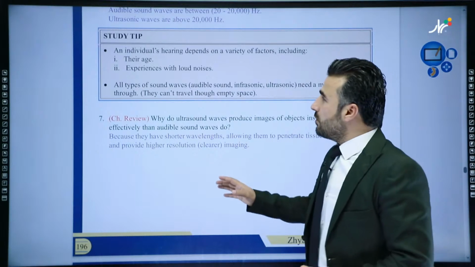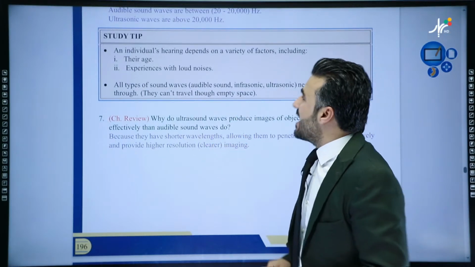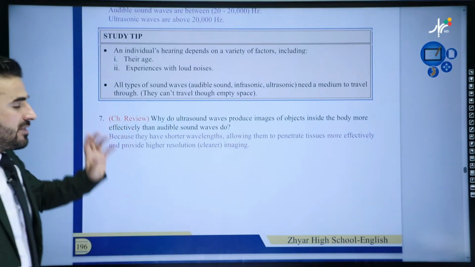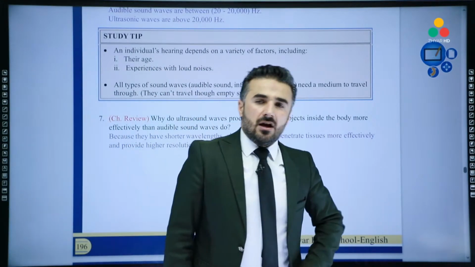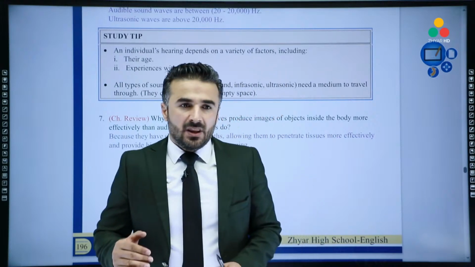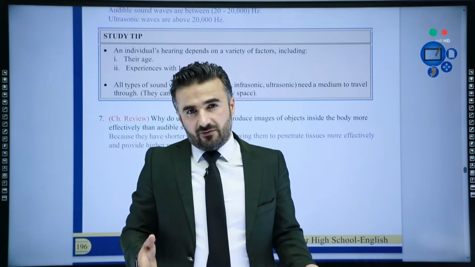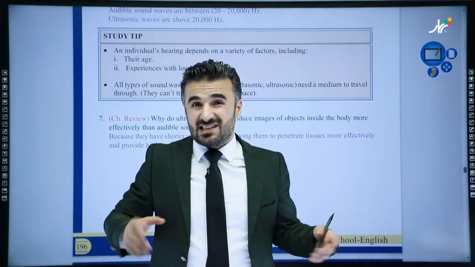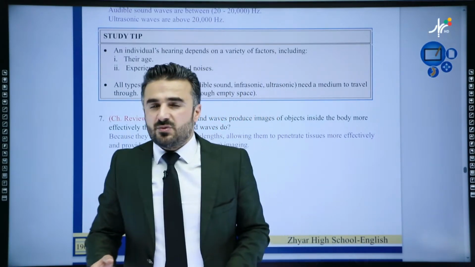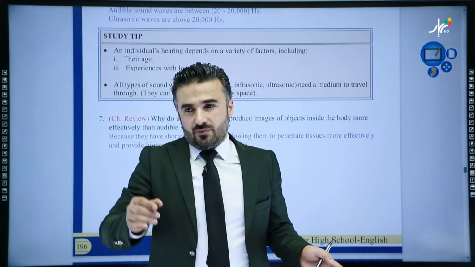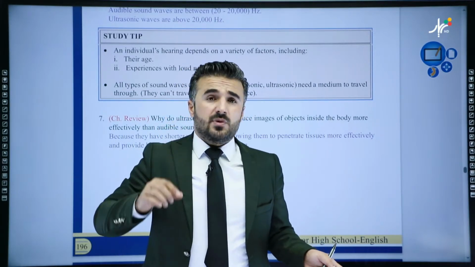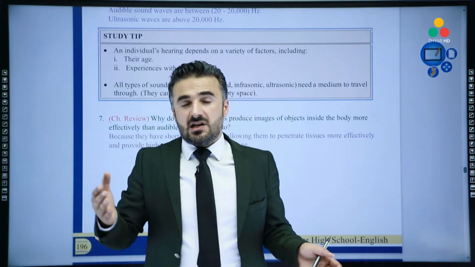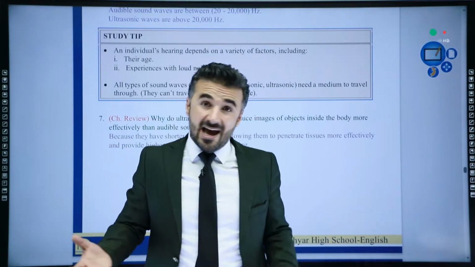It says, an individual's hearing depends on a variety of factors, including their age, all right, and experiences with loud noises. Now, do you know that as humans grow up, the structure of our ears will be different, or maybe some parts of our ear will get a little bit stiffer? That's one thing. Another reason is that some of the cells responsible for vibration and transmitting the sound will be damaged, and some of them will die out.